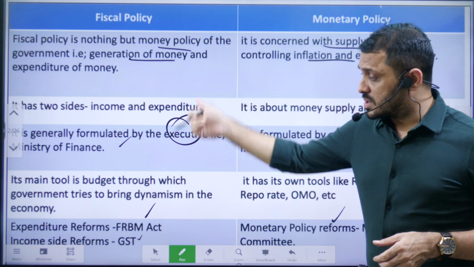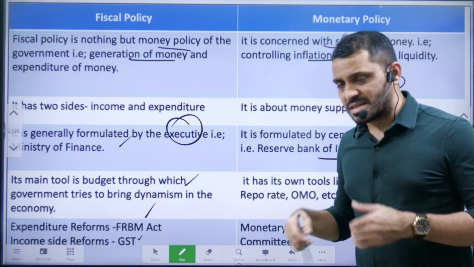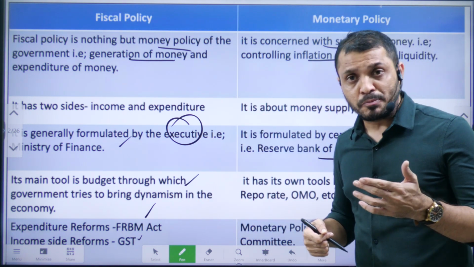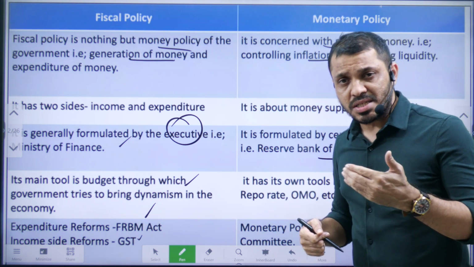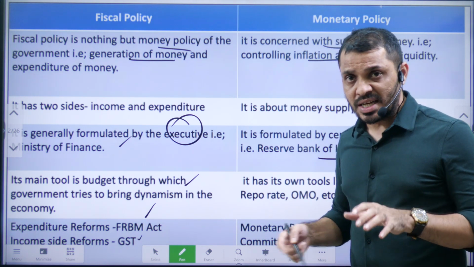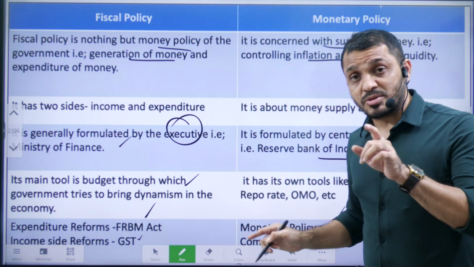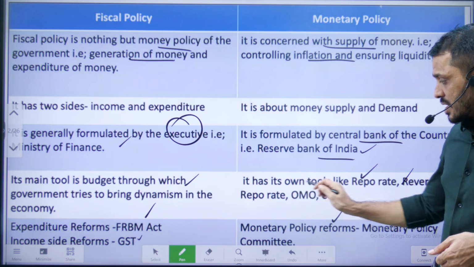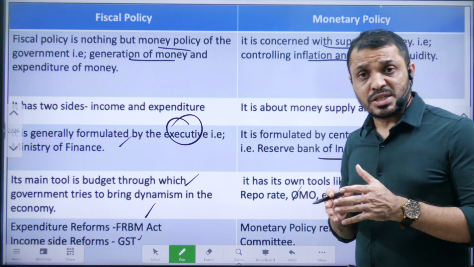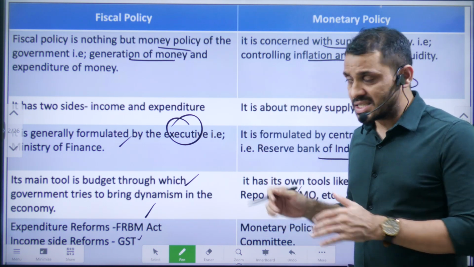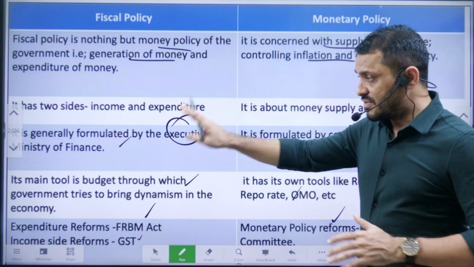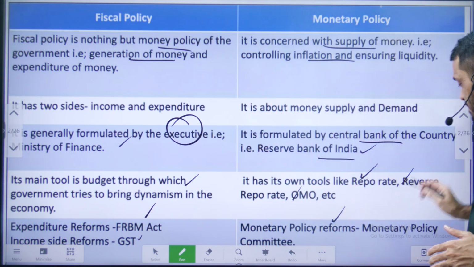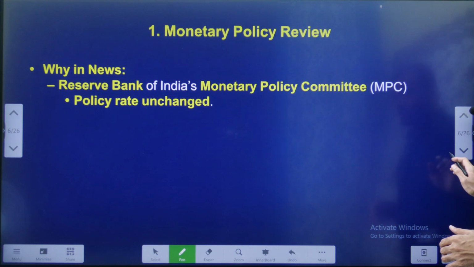And what are the tools we use in fiscal policy? We use such things as the budget, minimum support price, and certain government decisions. All these are the tools we generally use in fiscal policy. Whereas in monetary policy, we use tools such as repo rate, reverse repo rate, and open market operations. These are the ones we use on the monetary policy side. So these are the core differences between fiscal policy and monetary policy. Now let us see the notes.